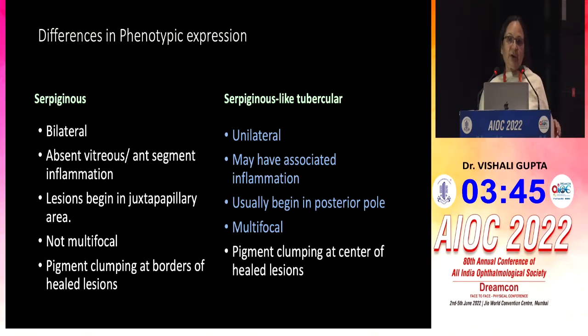So very important that if you are seeing serpiginous in the center, differentiate between the serpiginous and serpiginous-like, because this is TB, infective, this is autoimmune. TB-like tends to have unilateral disease, associated inflammation, either in the anterior chamber or in the vitreous, usually begins in the posterior pole. Like this one, the classical is juxtapapillary, the first patient I showed. TB tends to be multifocal, and then there is pigmented clumping at the center of the healed lesion.